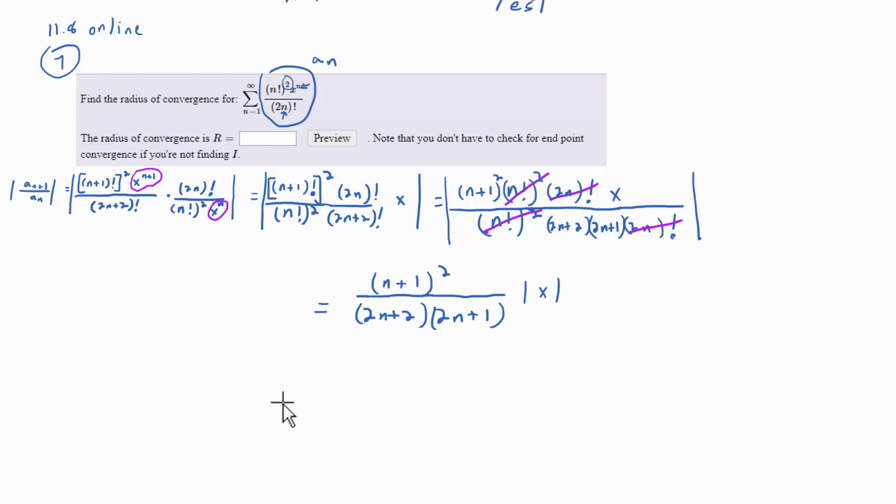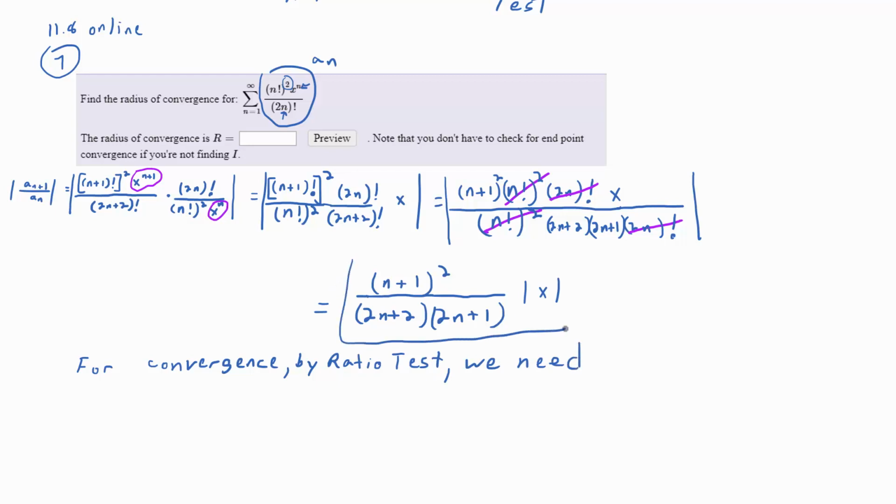So the idea is this. For convergence, and it's absolute convergence, but we don't really worry about that too much here. For convergence, by the ratio test, we need this quantity here to be less than 1. Well, the limit, I should say, as n goes to infinity, to be less than 1. So the way I write that, you could use the LIM notation, but I'm going to use the arrow notation.